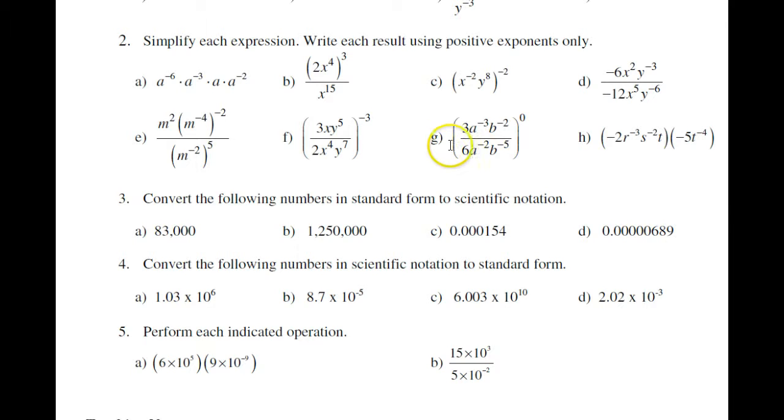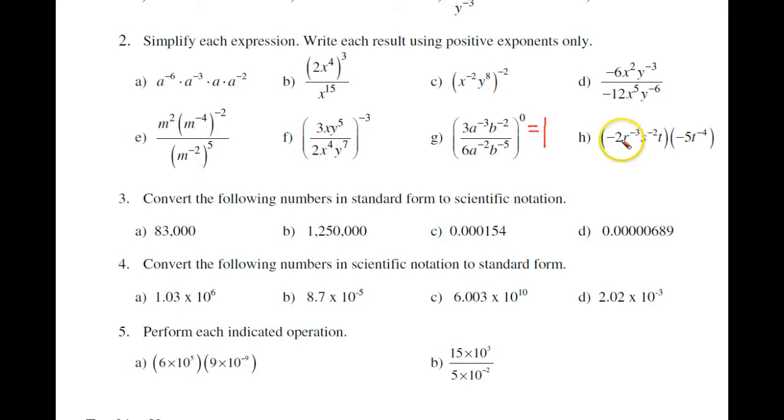Now, when we get to letter G, something easy if you could recognize it. Anything to the 0 power is 1. So the answer to G is 1. You don't have to concern yourself with all of this, as long as it's the base to the 0 power.